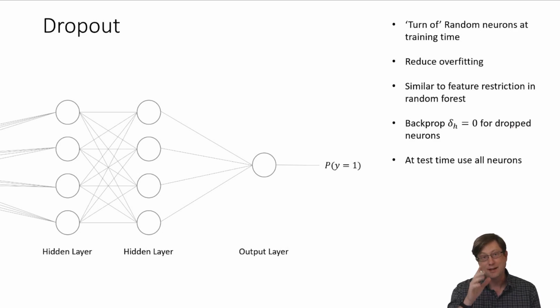Another technique that is very important to help large neural networks converge is called dropout. Another important property to learning large, deep neural networks is this notion of dropout. And dropout turns off random neurons at training time. You do this to reduce overfitting, and it's similar to feature restriction in random forests, where if you'll remember, certain of the trees in a random forest are told to, hey, learn this concept a different way. These 14 variables, don't use them, learn it a different way.